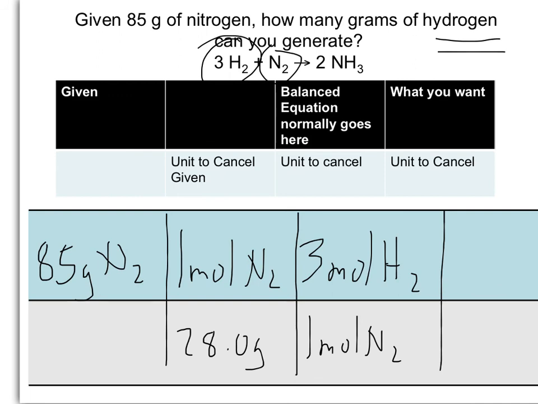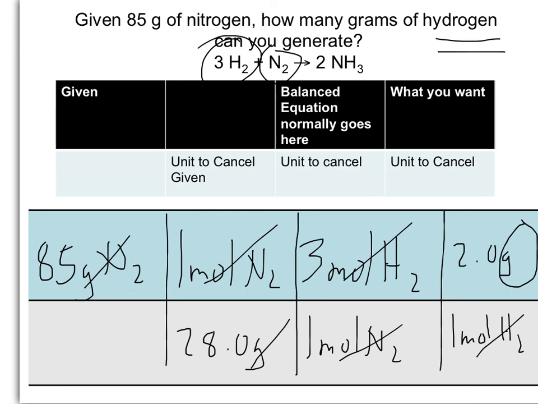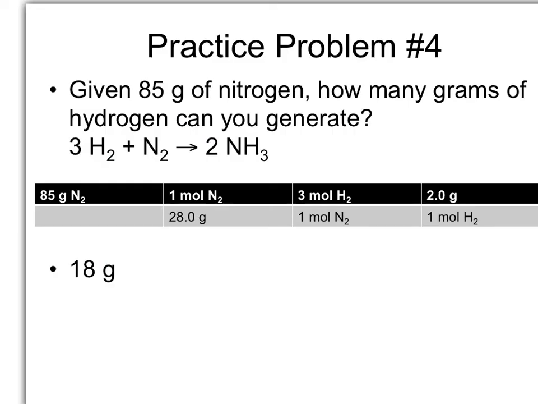And then I'll put 1 mole of H2 on bottom, and the molar mass of hydrogen is 2.0 grams. So again, grams of nitrogen are going to cancel, moles of nitrogen are going to cancel, moles of hydrogen are going to cancel, and now we're left with grams of hydrogen. So here's the finalized version. When you do that, you're going to get 18 grams of hydrogen as your answer.